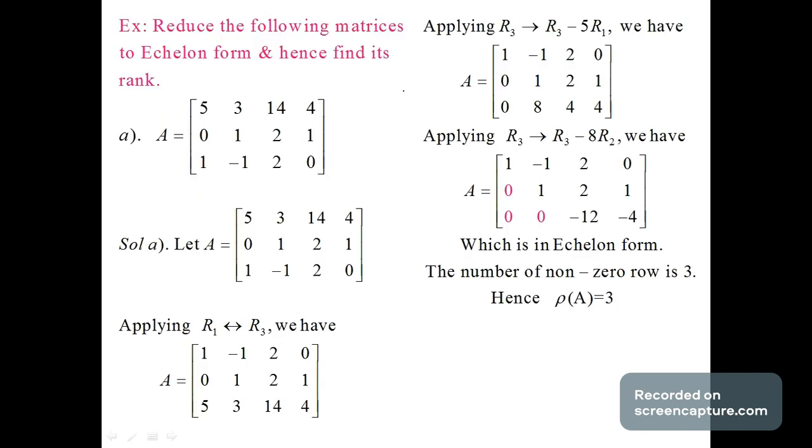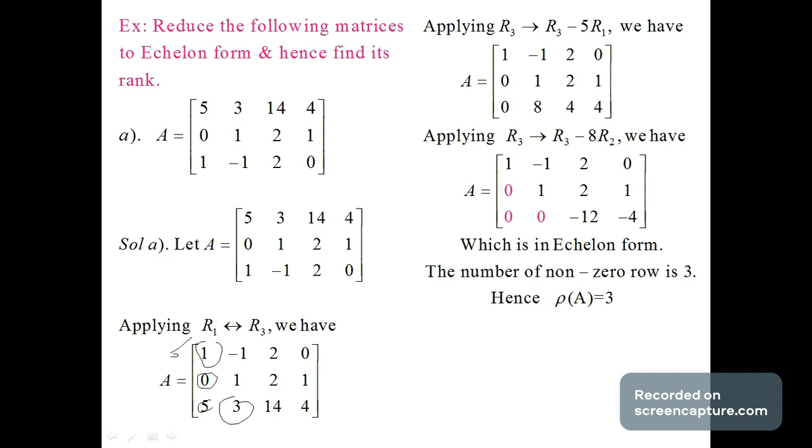Next, reduce the following matrix to echelon form and hence find its rank. A equal to 5, 3, 14, 4; 0, 1, 2, 1; 1, minus 1, 2, 0. Now reducing this matrix into echelon form and finding its rank. To reduce the given matrix into echelon form, the first entry here is 0, so R1 is replaced by R3. This is okay. Next, we will make 5 and 3 as 0. For that, we apply R3 tends to R3 minus 5 R1.